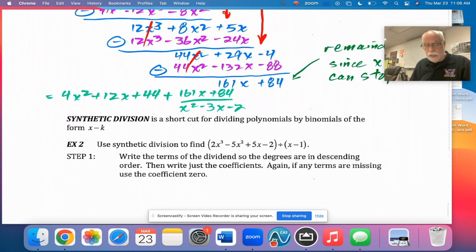So step 1 says write the terms of the dividend so the degrees are in descending order. I think on your homework, most of it will be in descending order. But if it's not, make sure you're going from the highest exponent to the smallest exponent, okay? And then what we're going to do is just write down the coefficients. Again, if any terms are missing, use the coefficient of 0. So in this case here, our coefficients are 2.